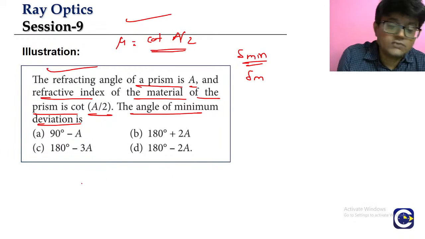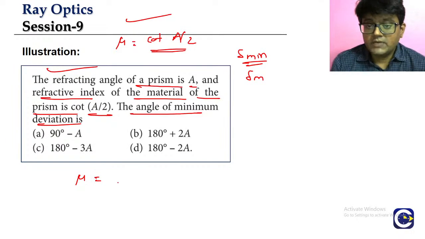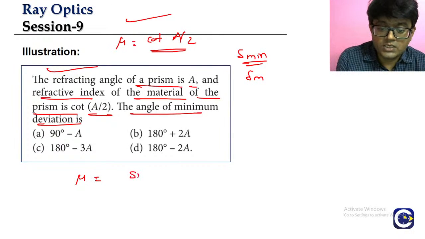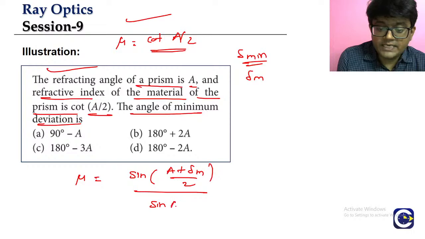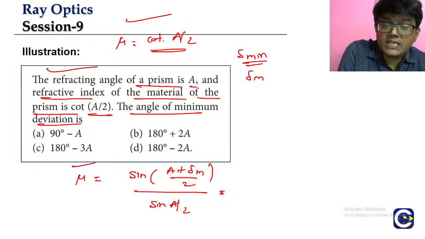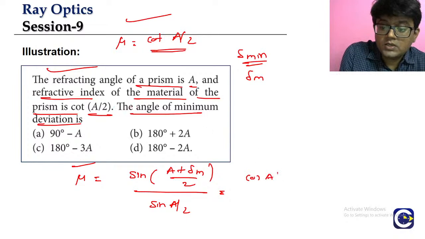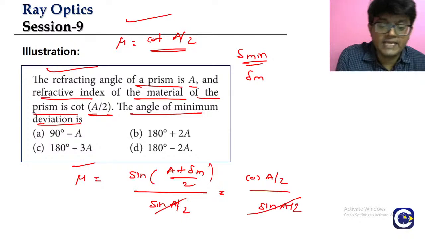So look at this, guys. What is the relation we have? Mu, the refractive index of the material of the prism, is equal to sine of A plus delta minimum by 2 divided by sine A by 2. But mu is given as cot A by 2, right? Cot A by 2 means cos A by 2 divided by sine A by 2. So sine A by 2 we can cancel off.